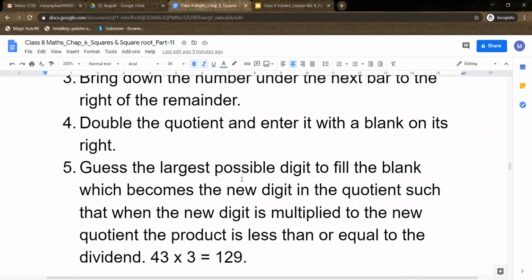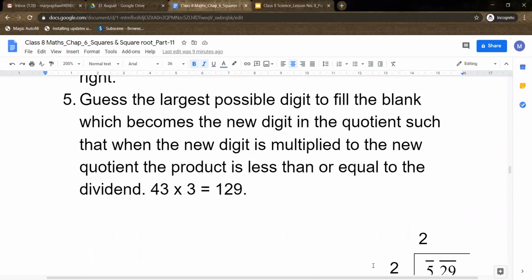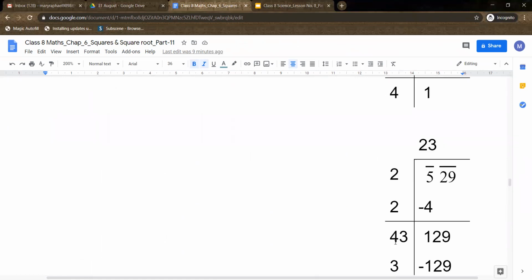Now guess the largest possible digit to fill the blank, which becomes a new digit in the quotient, such that when the new digit is multiplied with the new quotient, the product is less than or equal to the dividend. That is, you see here, we have done up to here. We doubled the digit 2, we got 4. Now we see the next digit after 4, that is 41. Then we multiply it with that same digit. So 41 ones are 41, which is smaller than the dividend 129.